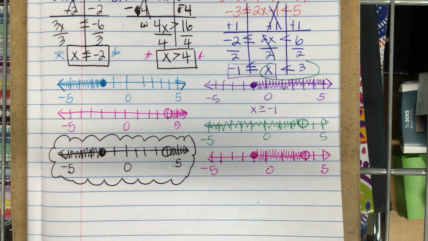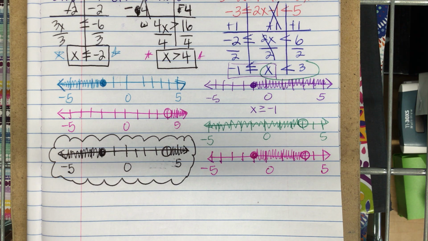So think about this. What are some solutions to this problem? 1 would be a solution. What else? 2. 0. -1. Right? Is 3 a solution? Oh no, because it's not a closed dot.